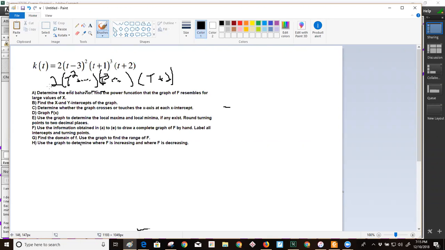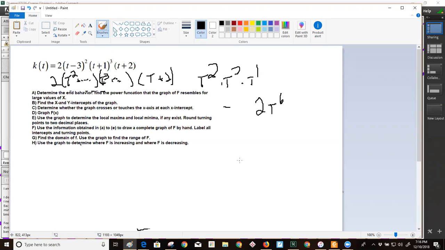Now, if you multiply all these together, we're going to do the t to the second times t to the third times t to the first. Well, then you add the exponents there. So my ending behavior function is going to be the same as 2t to the 6th power. That's the function that we're going to see way out at infinity if we zoom out. And you'll see that when I do the graph.